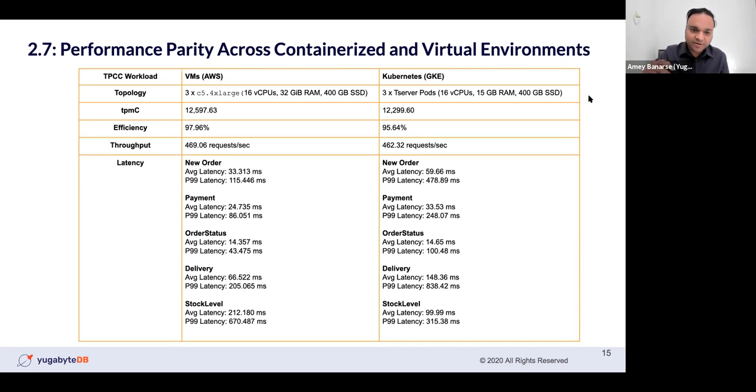This is a quick snapshot of when you deploy Yugabyte on, let's say, Amazon Web Services on VMs versus on GKE, and what the TPCC numbers look like. The performance impact is pretty minimal. The efficiency for the VMs for the same workload is 97.96 versus 95.64 in GKE, which is pretty good considering the bit of overhead of running containers on top of VMs. And it's proven at scale as well. We can confidently say that our performance parity is really good in terms of running it on containerized or virtual environments.